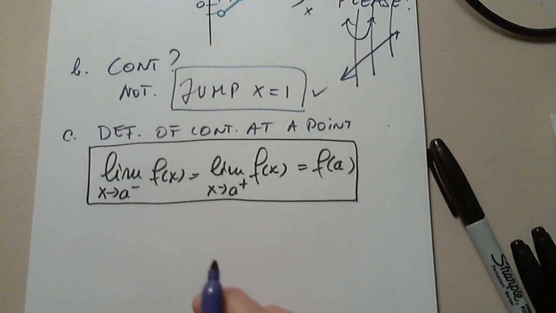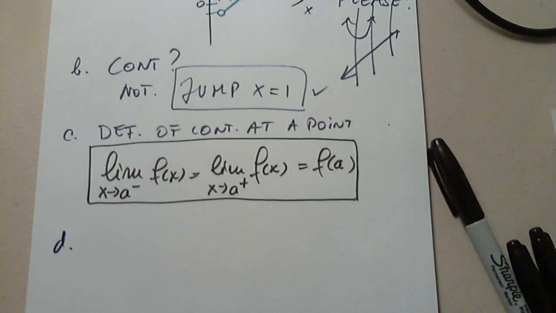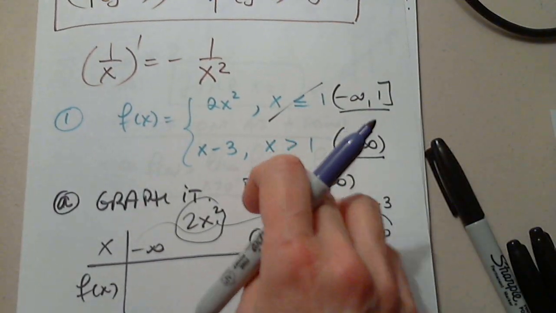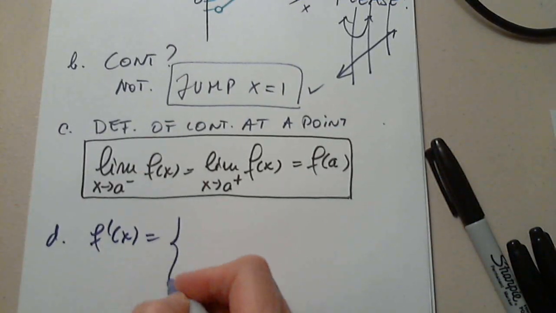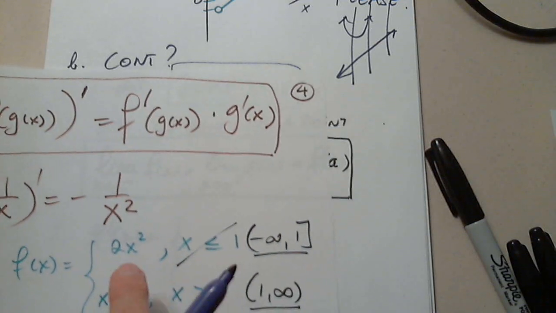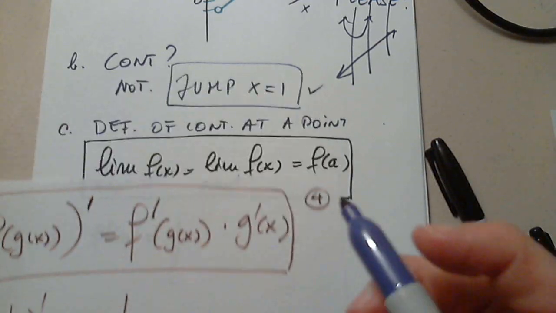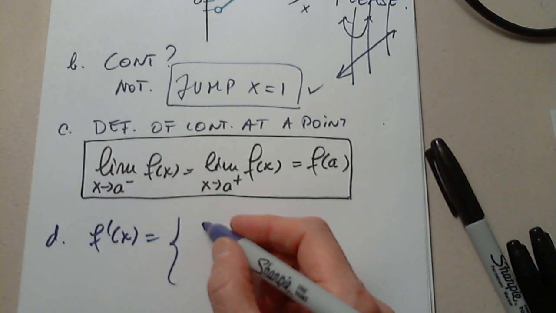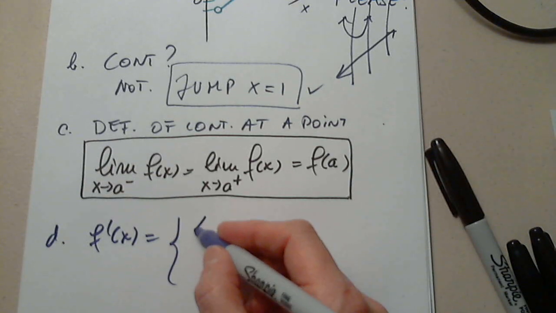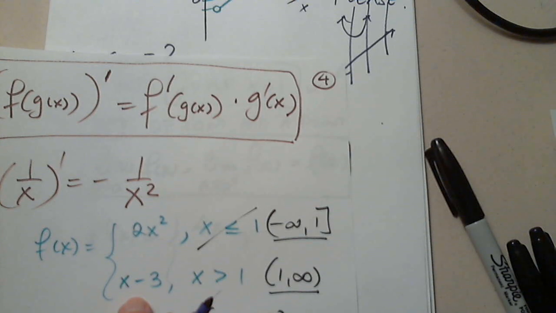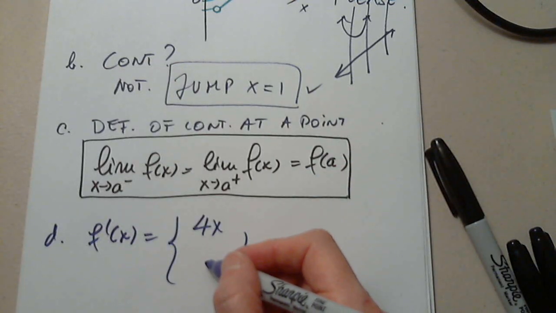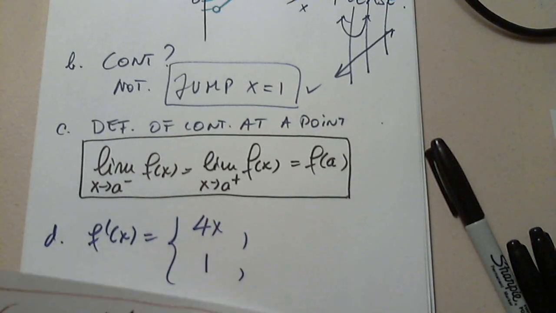Okay, now the next question would be, find the derivative. So f prime of x equals, what is the derivative of 2x squared? 4x. Excellent. We'll write this in a minute. What is the derivative of x minus 3? 1. Very good. Perfect.